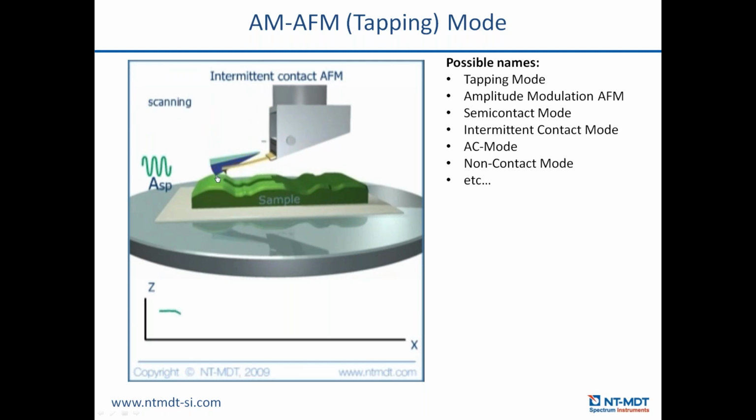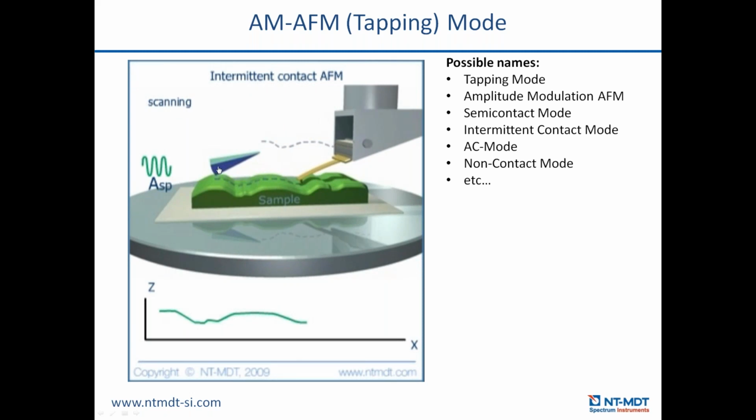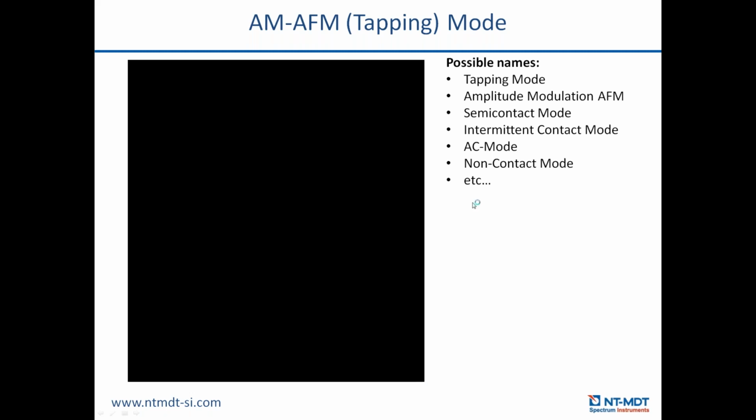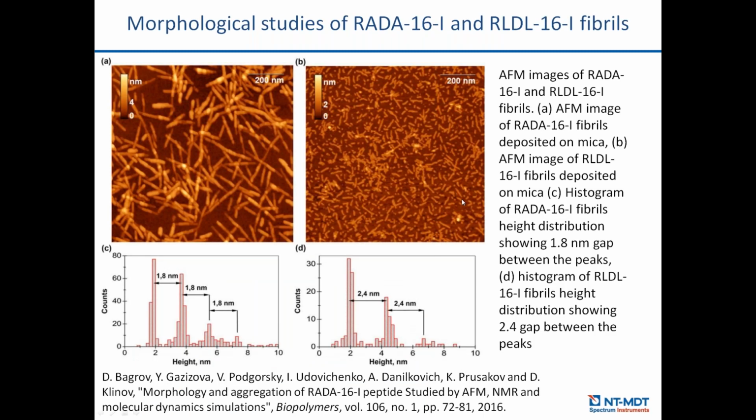When the tip comes closer to the sample, the amplitude is damped, and we are tracking this damping, keeping it constant, thus keeping the tip-sample separation constant. And thus we can profile the sample surface.